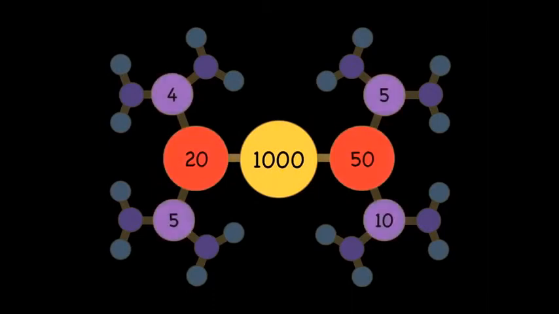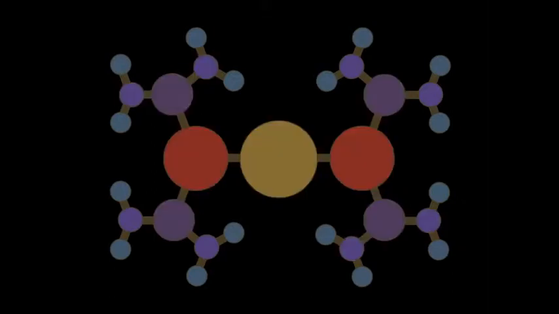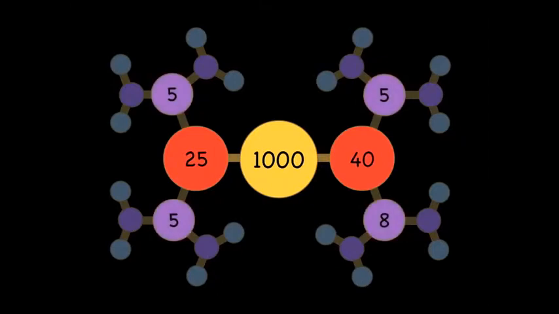Okay, next question. Is this the way to split 1000? No, this is not the way to split 1000 because 20 and 50 are not as balanced as they could be. This is the correct solution, 25 times 40.